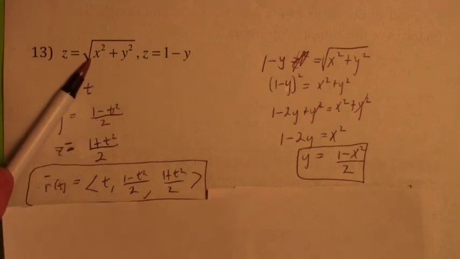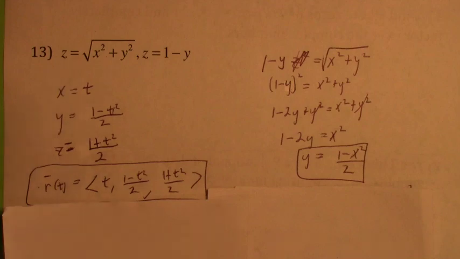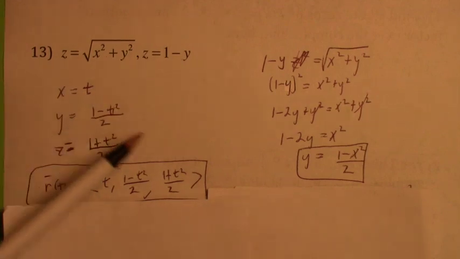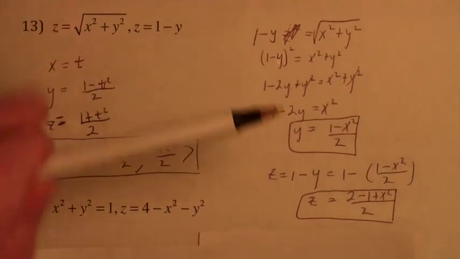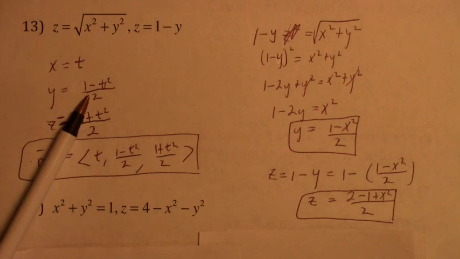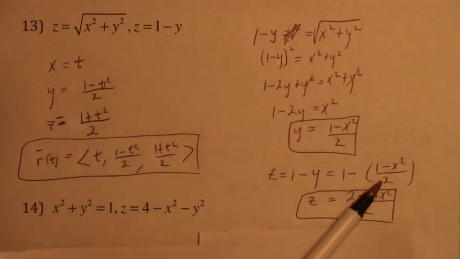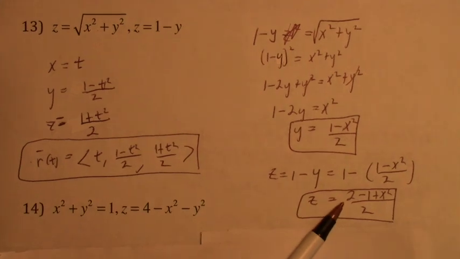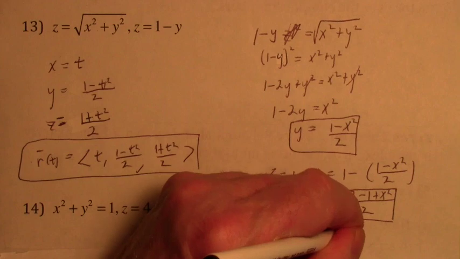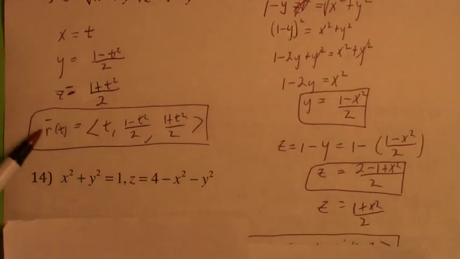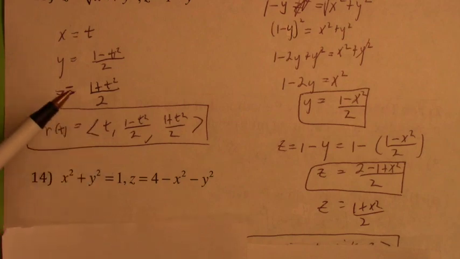Well, notice z would be 1 minus y, and since y is this, oh, here we go. This is what I was thinking. Since z is 1 minus y and y is this, then z equals 1 minus this thing. When you simplify this, you get (1 plus x squared) over 2. That's what you get for z. Okay, so that's how I got this. Anyway, that one's kind of hard.